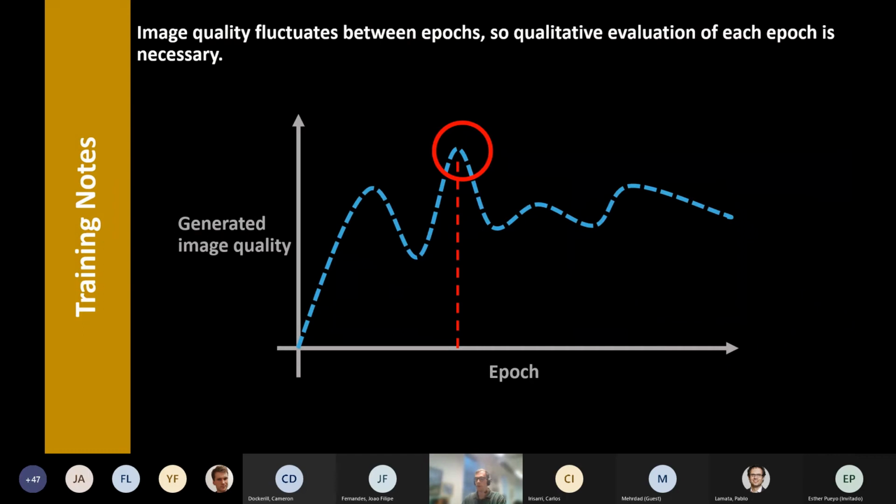And then the final thing here is that image quality fluctuates between epochs, so you have to do a qualitative evaluation of which epoch you actually want to use through the course of training to find the best one, because sometimes you do have that mode collapse, and so you have to look through manually here. This is the one manual step in terms of finding which CycleGAN epoch to use.